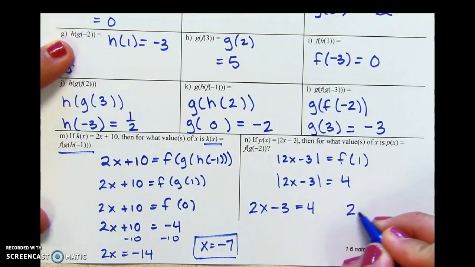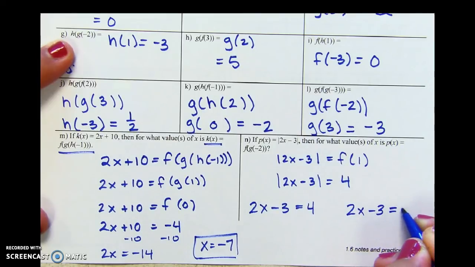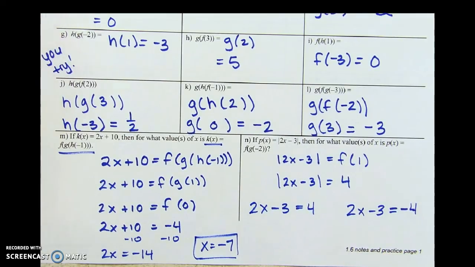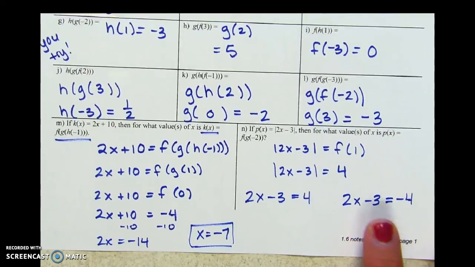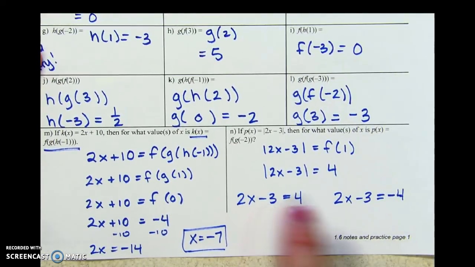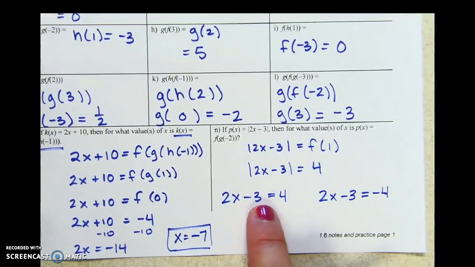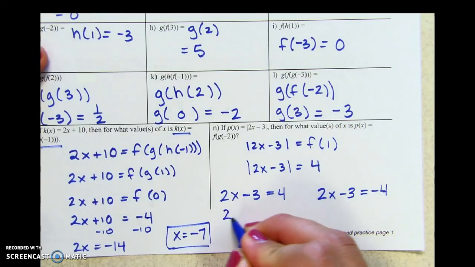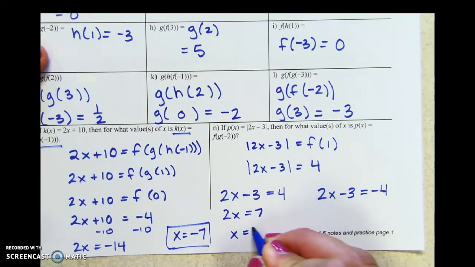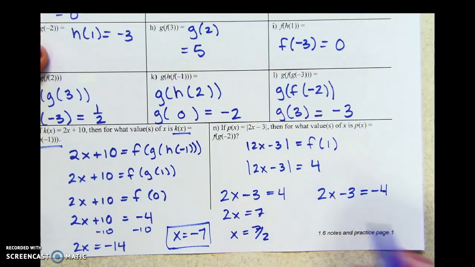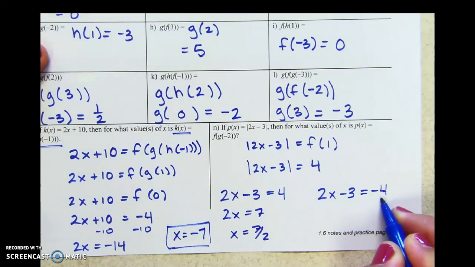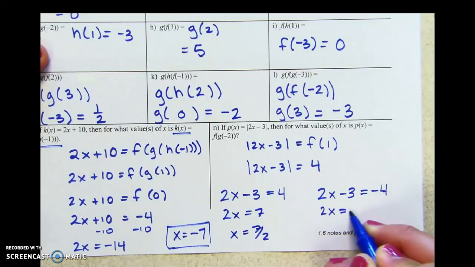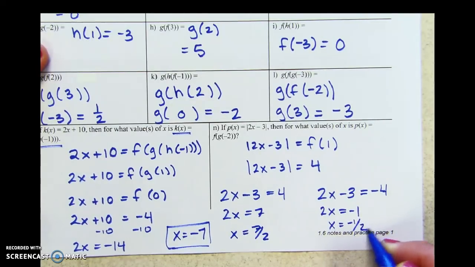This is what I meant when I said this is review. And 2x minus 3 equals negative 4. And then solve each one. Try it in your head, and then write it down. So 4 plus 3, 7. 7 divided by 2, 7 over 2, right? And then when we add 3 over here, we get negative 1. So 2x equals negative 1, and x equals negative 1/2.